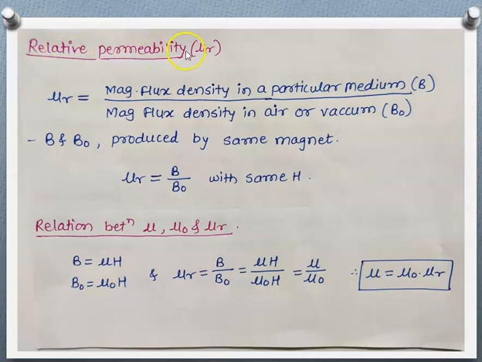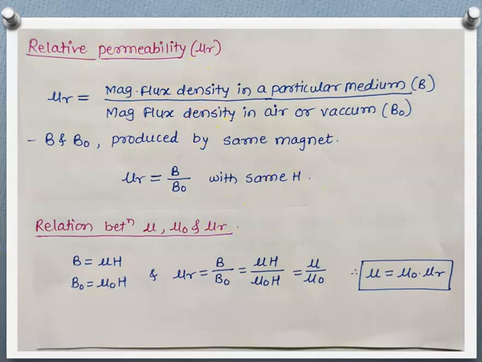That means the relative permeability mu r is the ratio of B upon B naught with the same value of magnetic field strength H. Okay, B is the magnetic flux density in a particular medium and B naught is the magnetic flux density in air or vacuum or free space, which is denoted by this naught or this 0 as suffix. Okay, these are the different permeabilities.